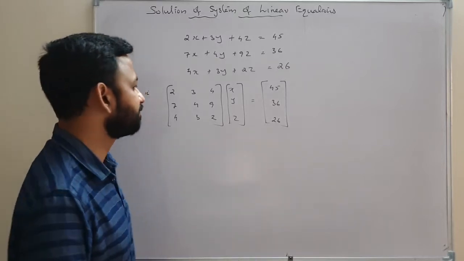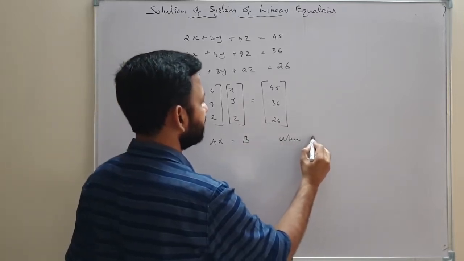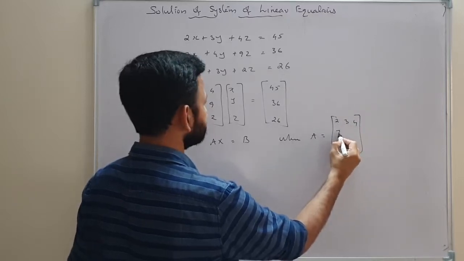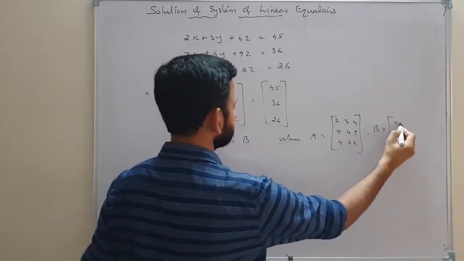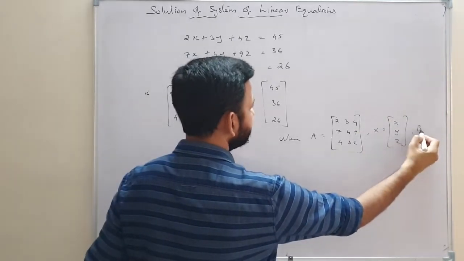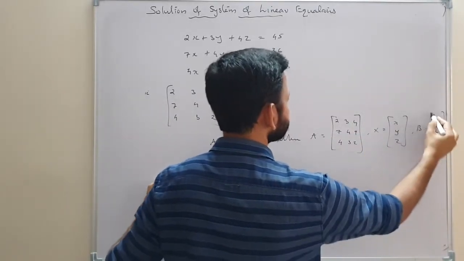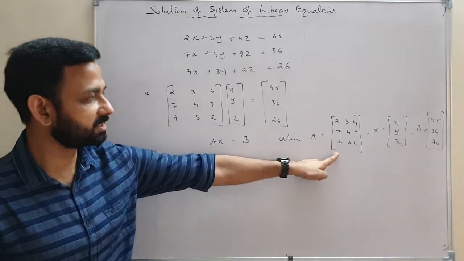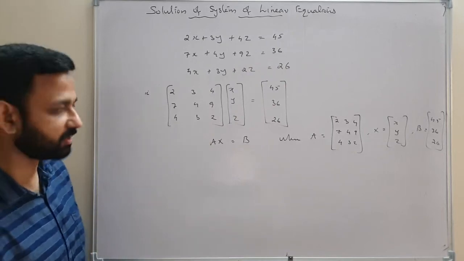So this is the matrix equation in the form AX is equal to B, where A is the matrix 2, 3, 4, 7, 4, 9, 4, 3, 2, X is the column matrix x, y, z, and B is the right-hand side column matrix 45, 36, 26. So A is this 3 by 3 matrix, X is a column matrix and B is also a column matrix. Now we have AX is equal to B.